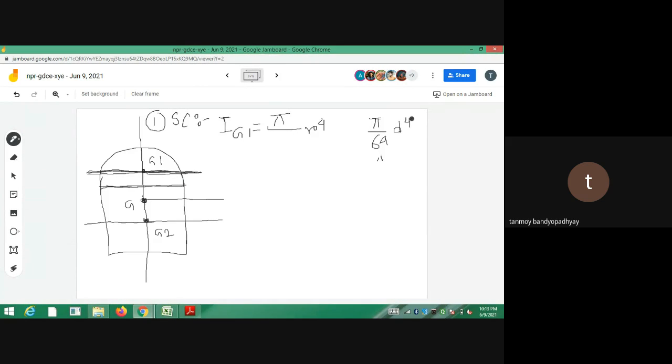For a circle it is pi by 4 r to the power 4. So for a semicircle it should be half of that, so that is pi by 8 r to the power 4, because it is having a half contribution on that. Okay, sir, it is applying half contribution to the rotation.